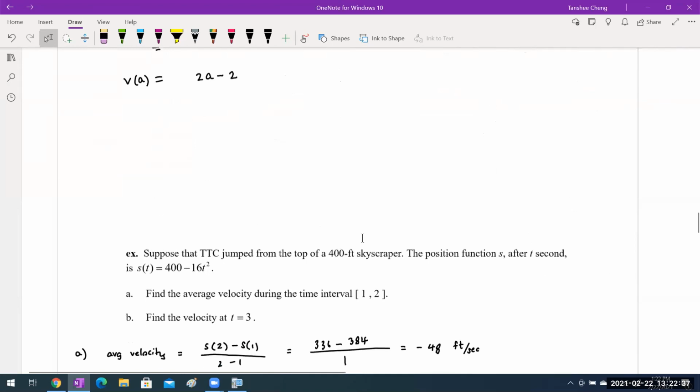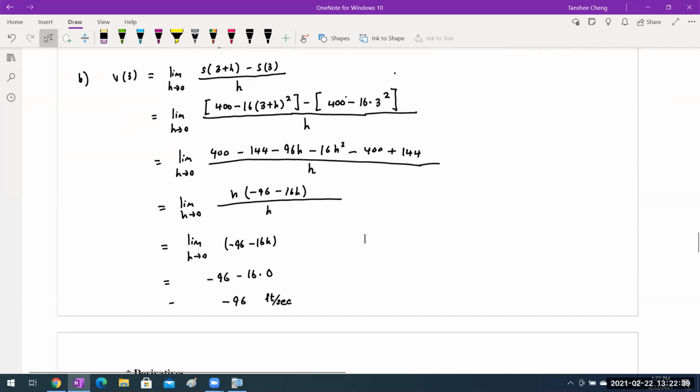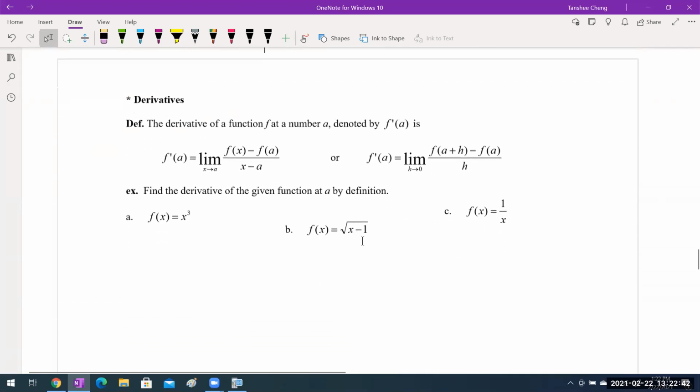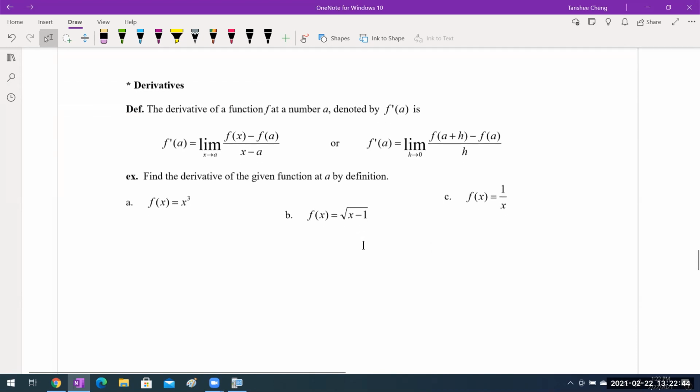So now what we want to do is give a name to that formula and make a definition out of it. It is called the derivative. The derivative of a function at a number a, because in this section we're going to look at a particular point a, will be denoted by f prime of a. That's how we read it, f prime of a.